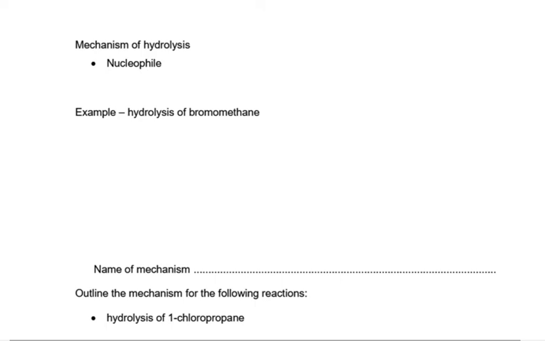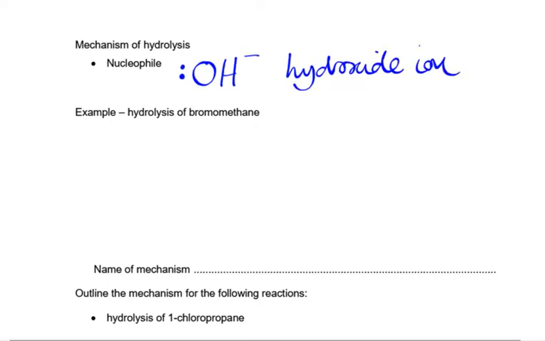Okay, we're going to have a look at the nucleophilic substitution mechanism, starting off with the hydrolysis, which will be with a hydroxide ion. Lone pair on the oxygen, don't forget. Nice easy example to start with, so bromomethane.